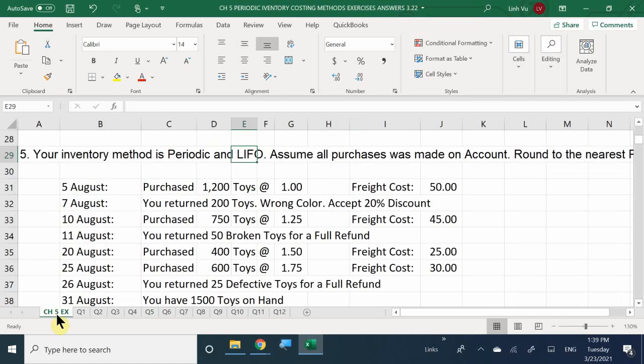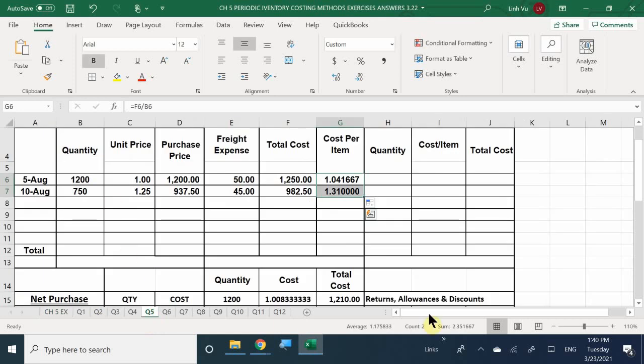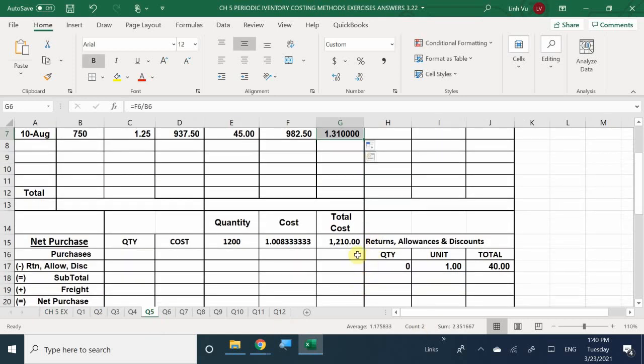So then what has happened next? He returned 50 broken toys for a full refund. 50 broken toys for a full refund. So I'm going to go to my returns and allowances. This time I actually returned 50 of those items.